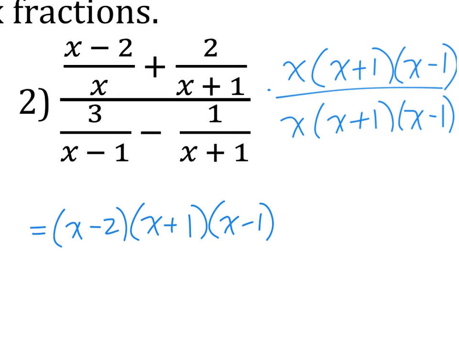Yeah? So eventually you need to FOIL all that. Or we might get lucky, but we'll see. Okay, so LCD times the second term, what cancels? X plus 1. So we're left with that 2 and the x minus 1.